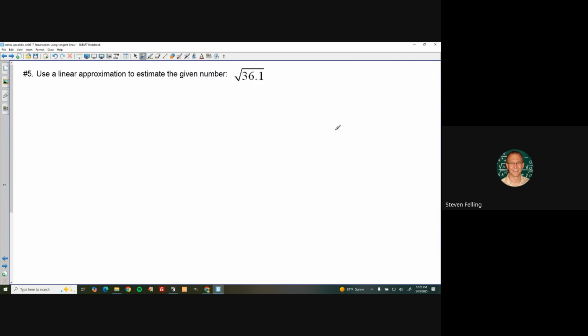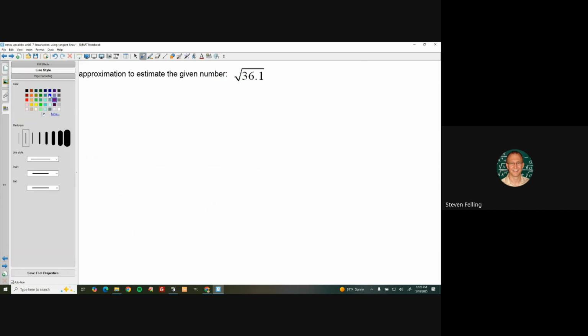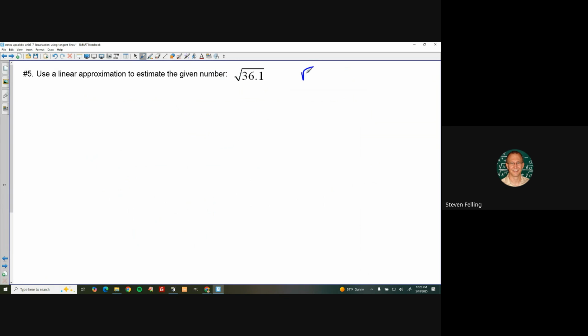Okay, one last example. Use a linear approximation to estimate the given number, and they didn't really state where to center it, but this is taking the square root of 36.1. There is a convenient x value near there. We do know that the square root of 36 is 6, so maybe we can approximate this at x is 36.